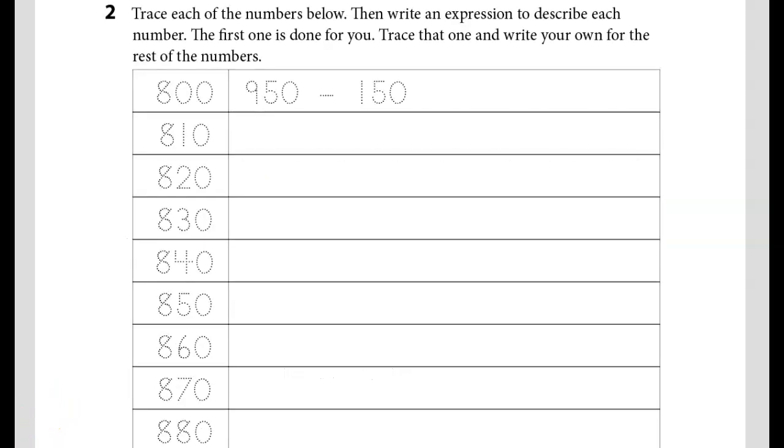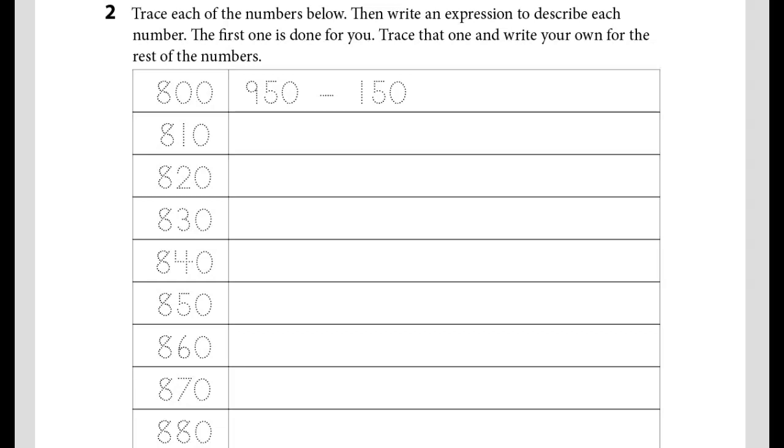For number 2, you will trace each of the numbers below. Then you'll write an expression to describe each number. The first one is done for you. Trace that one and write your own for the rest of the numbers. This expression is showing that 950 minus 150 is the same as 800. Write an expression for 810, 820, and all the way down. You can use addition or subtraction.